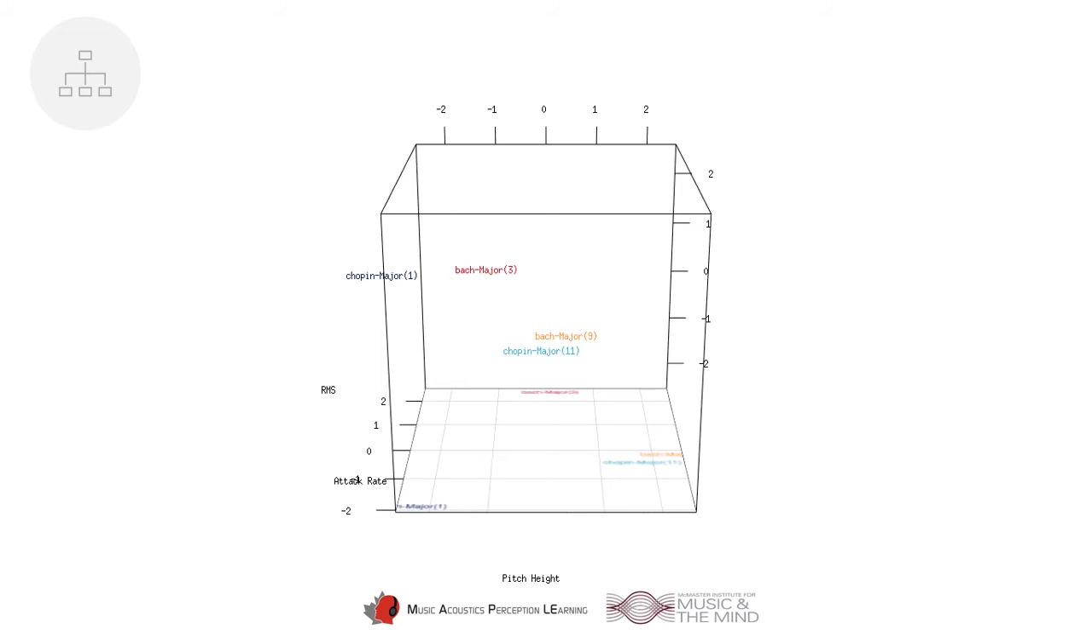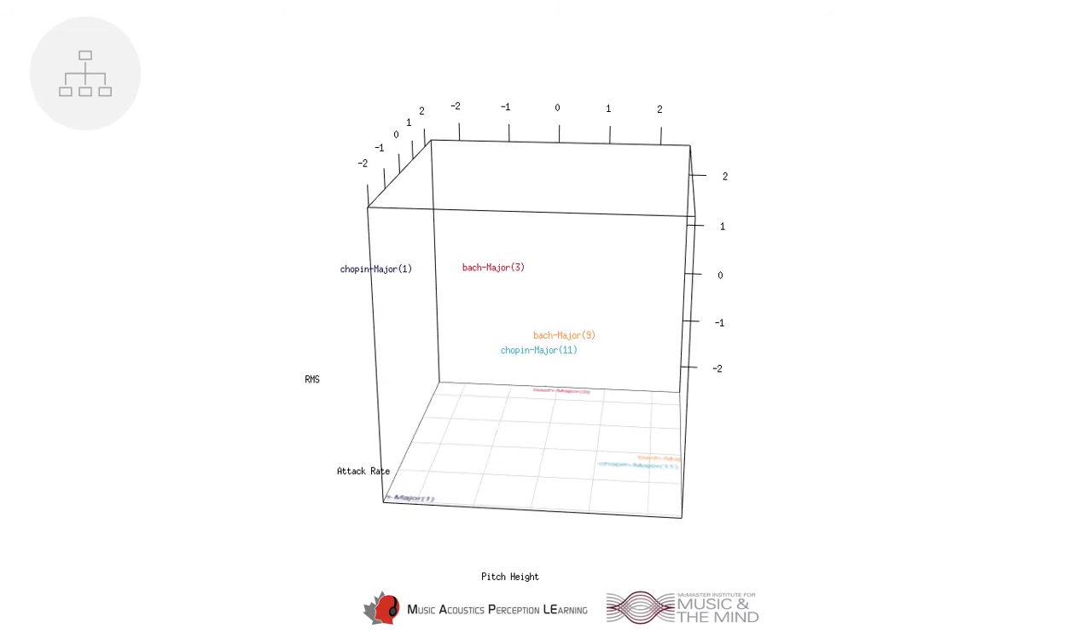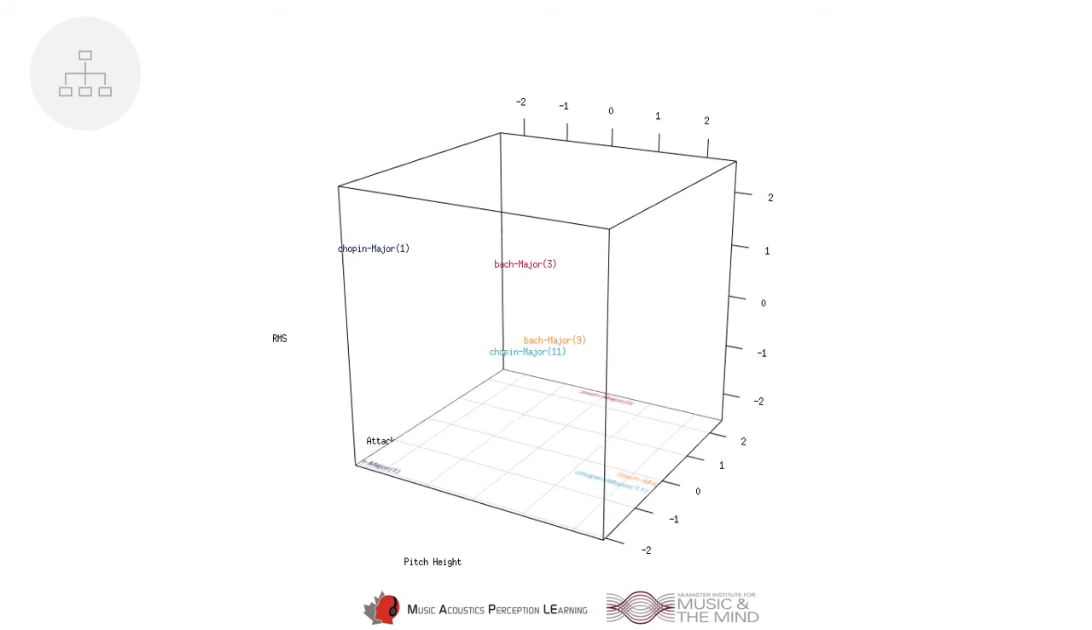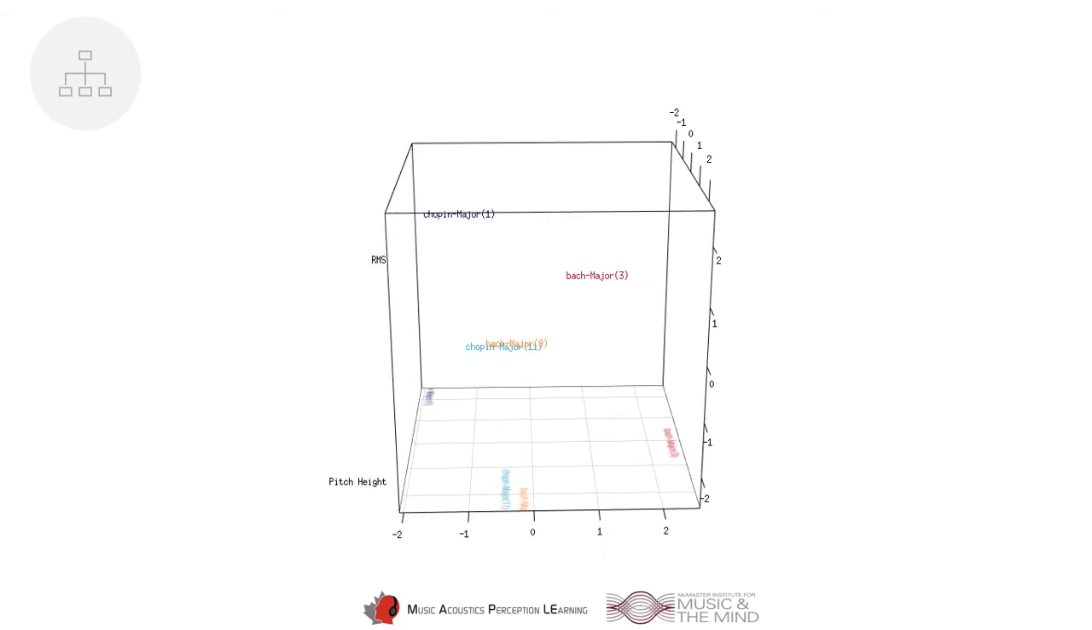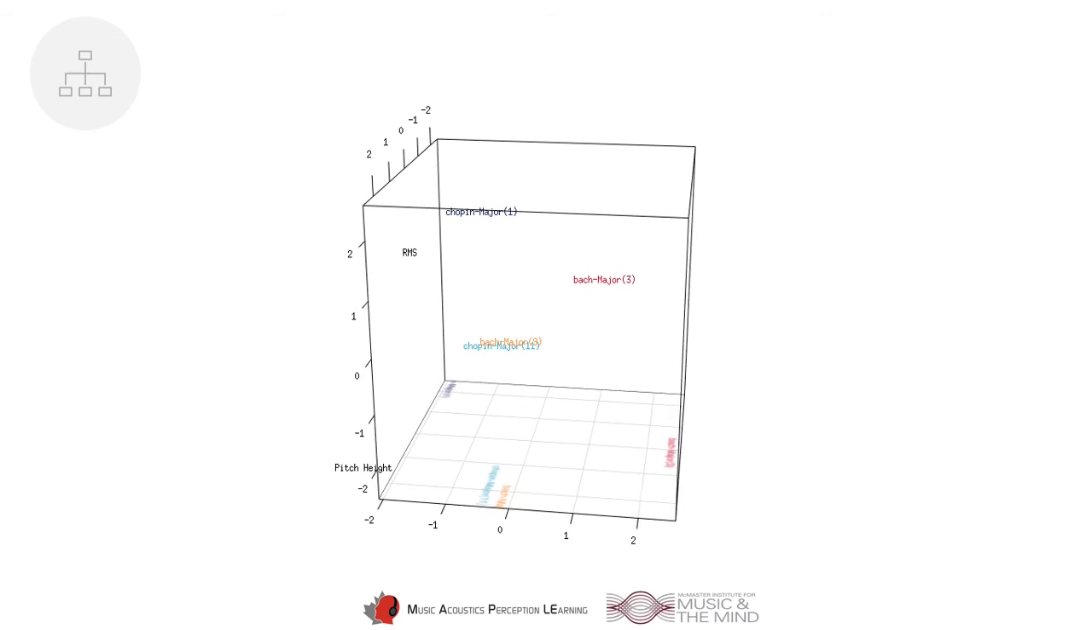While clusters of Chopin and Bach's major pieces reach approximately the same maximum pitch level, one of Chopin's pieces is characterized by very low pitches. As we rotate the graph, we'll see along the horizontal axis that Chopin's major pieces are somewhat slower than Bach's. Along the vertical axis, we also see that Chopin's major pieces are softer than Bach's.